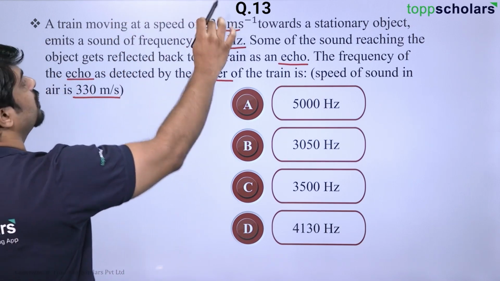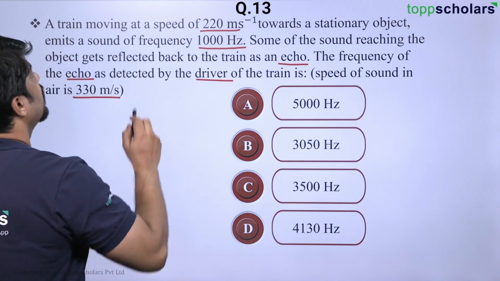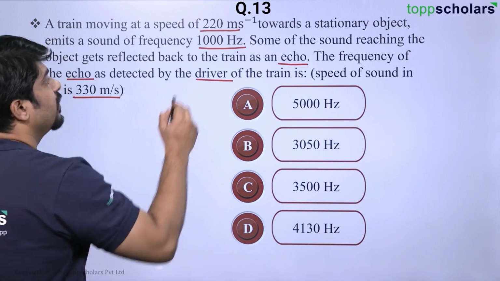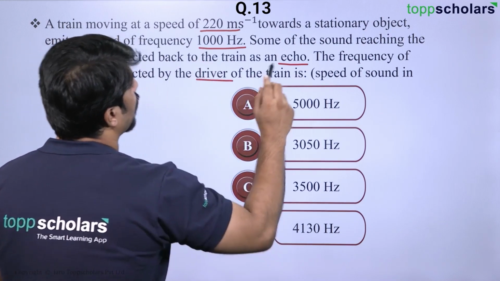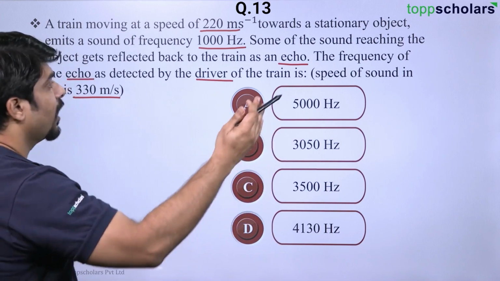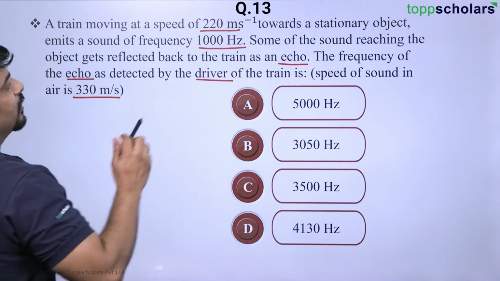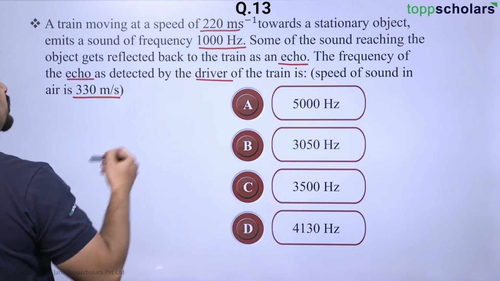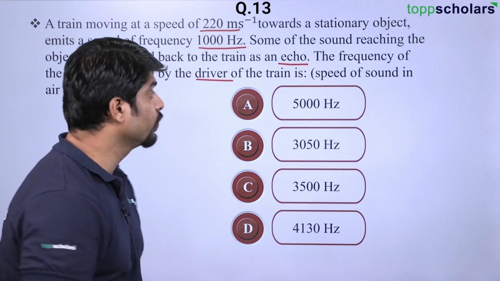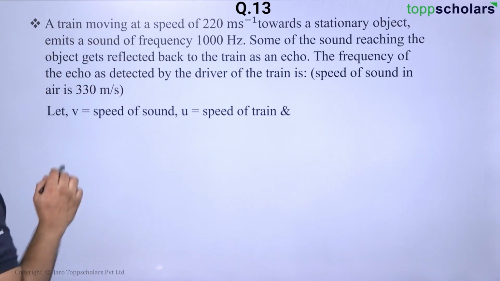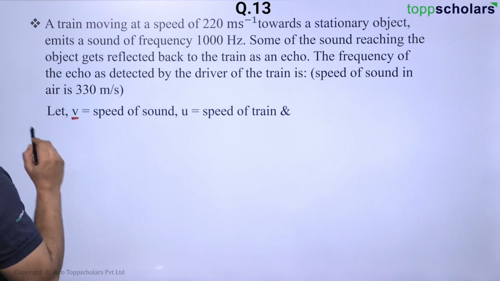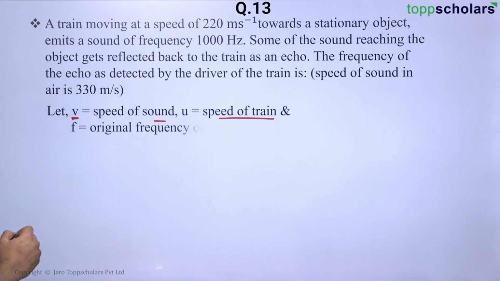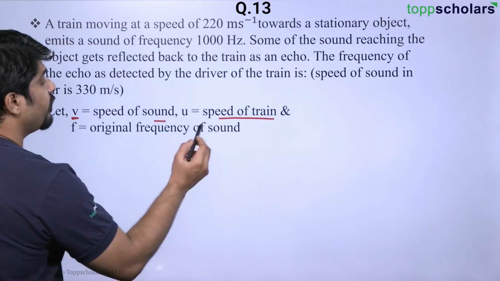So, we have a train that is moving at this speed 220, then it is emitting some sound waves towards a stationary object and the frequency is 1000 hertz. Now, some of these sound rays are reflecting back towards the train as an echo. The frequency of the echo as detected by the driver is what? This is what we have to find out. So, the solution is very simple. First of all, let us say that small v is the speed of sound, u is the speed of train, and f is the original frequency of sound.